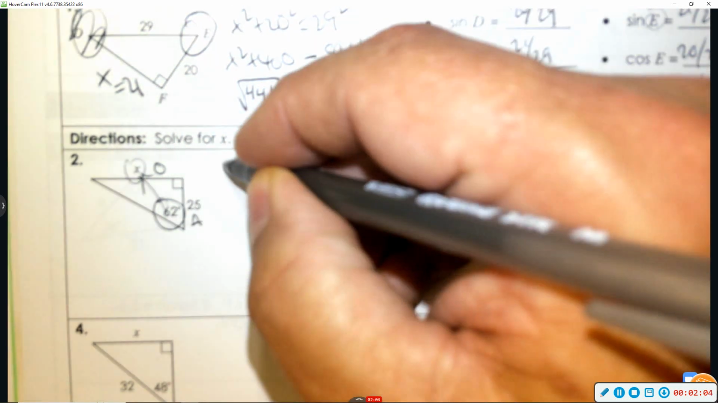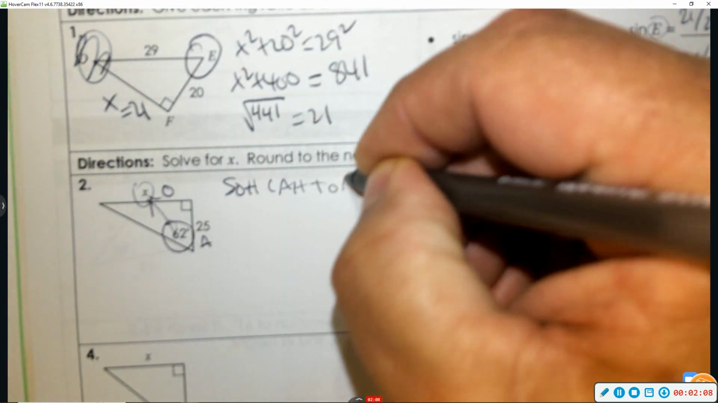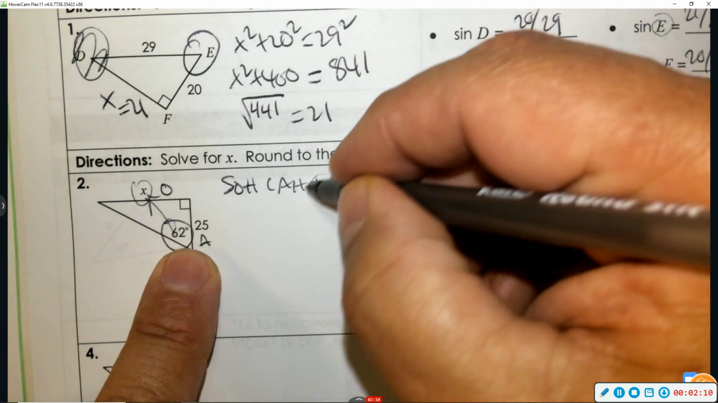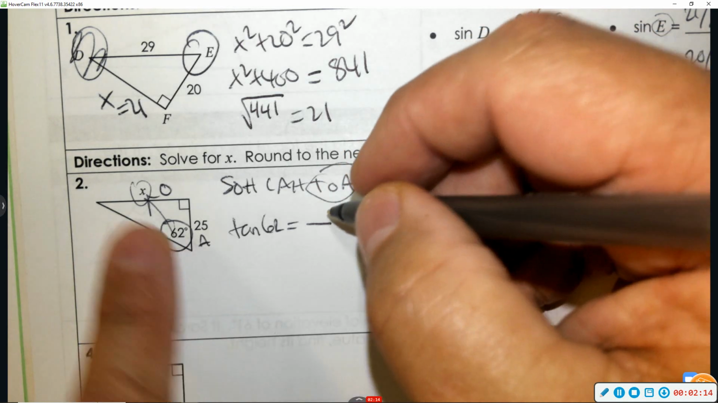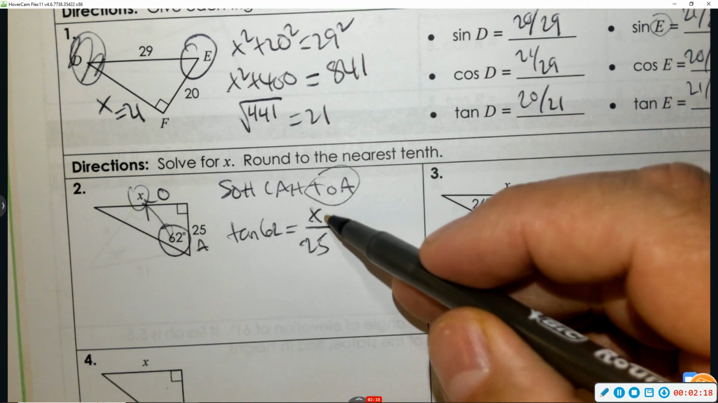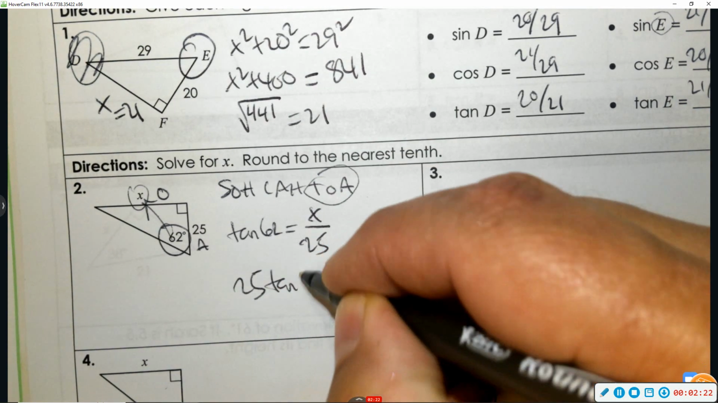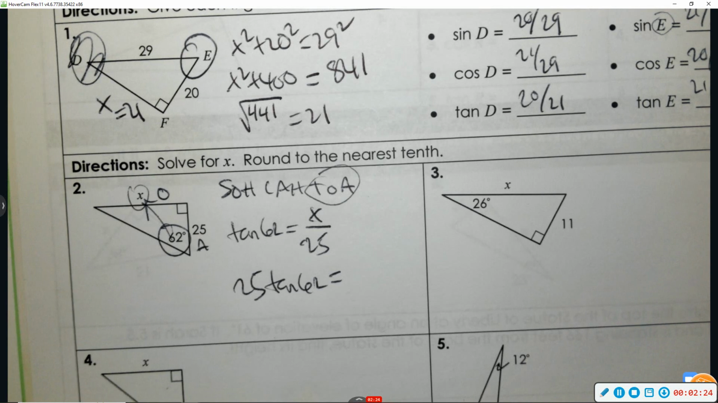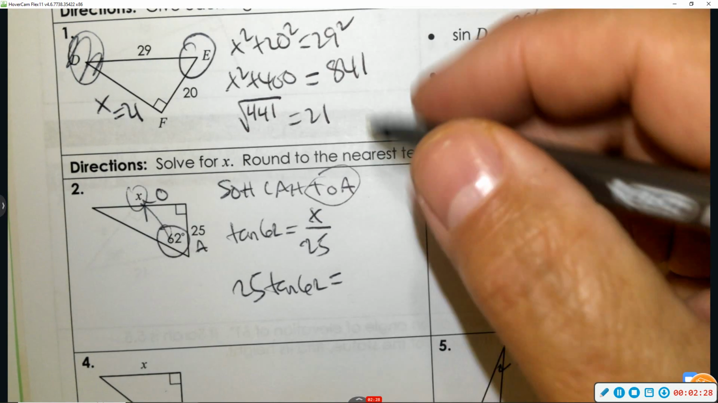I want to solve for a missing side. So I'm going to circle the angle. That's opposite and that's adjacent. So we write down SOHCAHTOA. Which one uses opposite and adjacent? Tangent. And then we write down tangent of 62 equals x over 25. Since x is in the numerator, we're going to multiply. So we're going to multiply by 25 and get our answer. So we're going to go 25 tangent 62 and get 47.